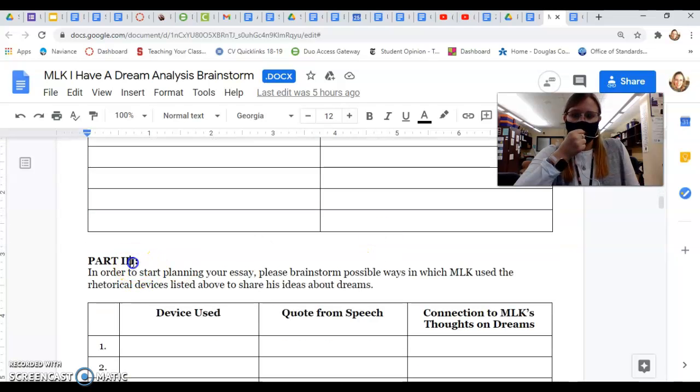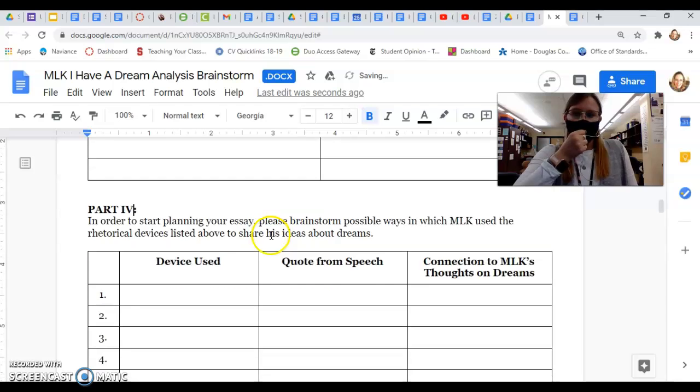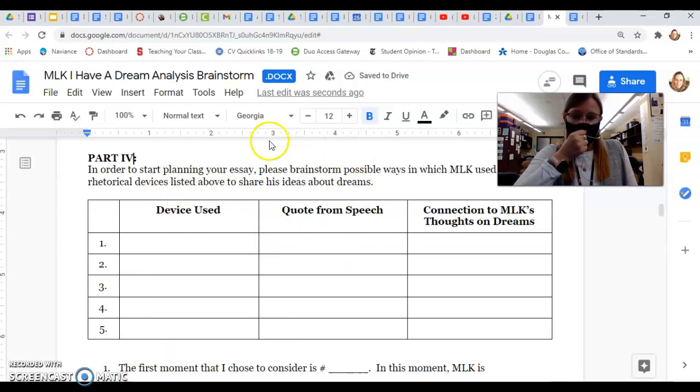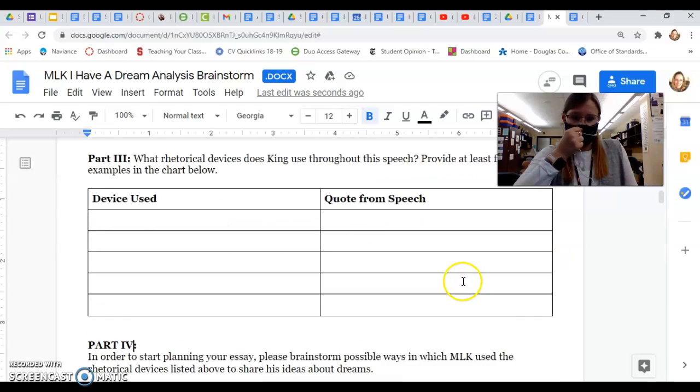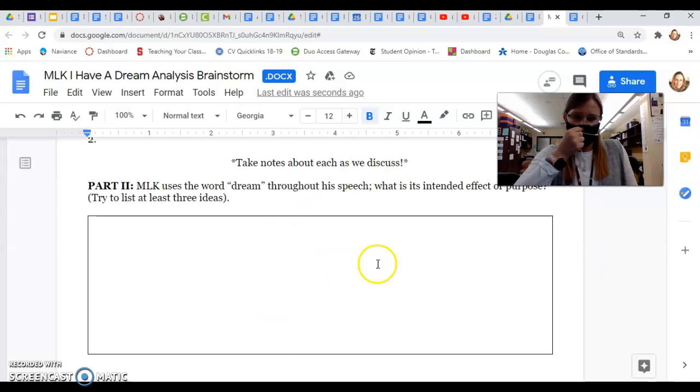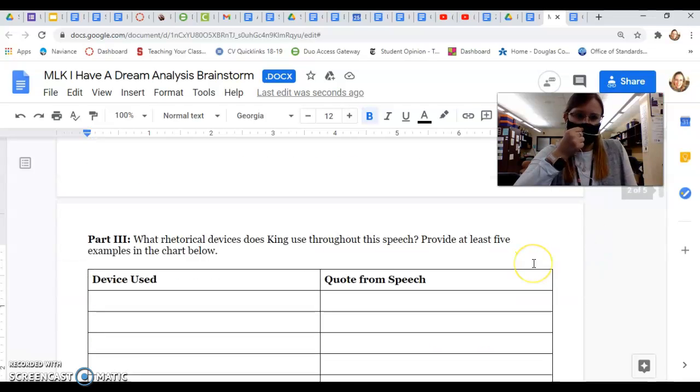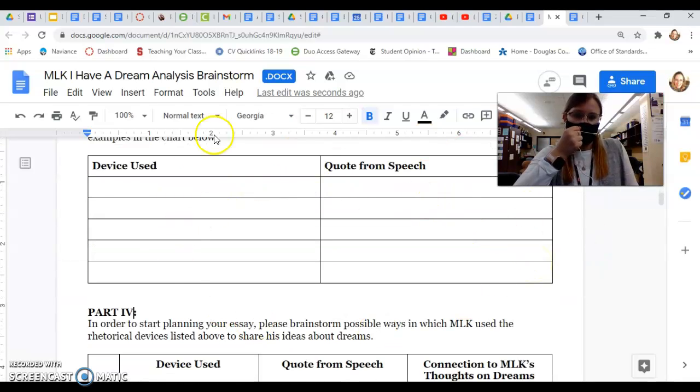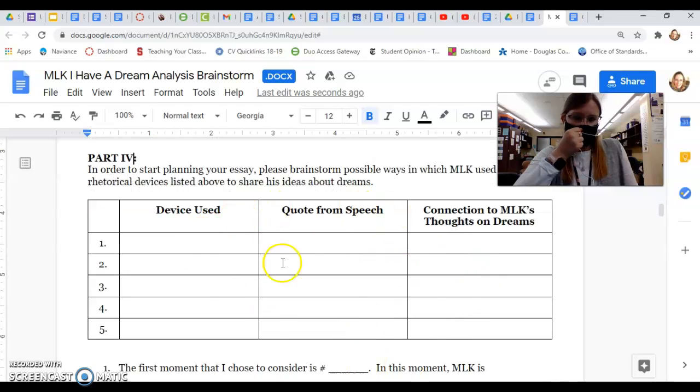In part 4, oops. You can just copy everything that you just took from that chart with the device and the quote and connect it to the thoughts on dreams. So come back to this idea in this box, right? What was he trying to say about dreams, and which of those quotes supports that idea about dreams?